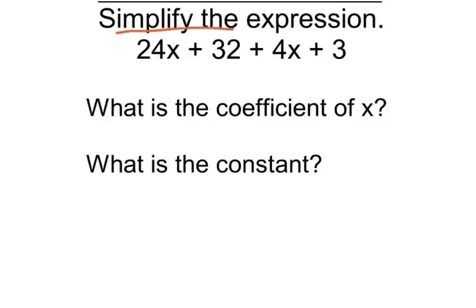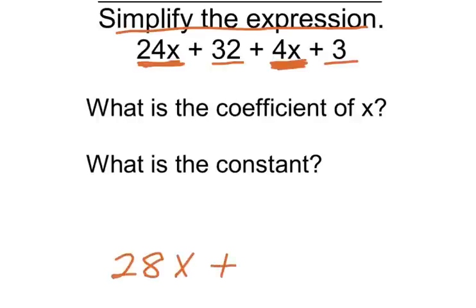Simplify the expression. All right, guys, we're looking at like terms, right? And we have to look at which ones are like terms that we can combine. Well, 24 has an X with it. The other thing that has an X is 4. So 24 and 4 is 28, so we have 28X plus, okay, we're done with the X's. And then we have just 2 constants, right? They don't have any variables with them. So 32 plus 3 is 35.